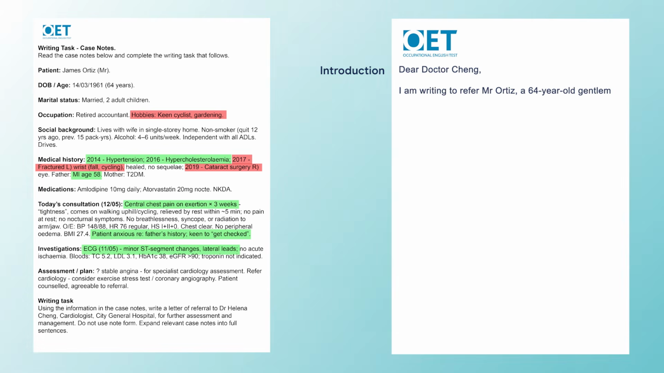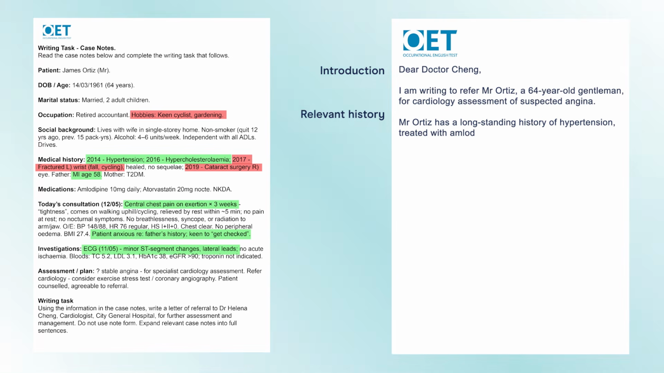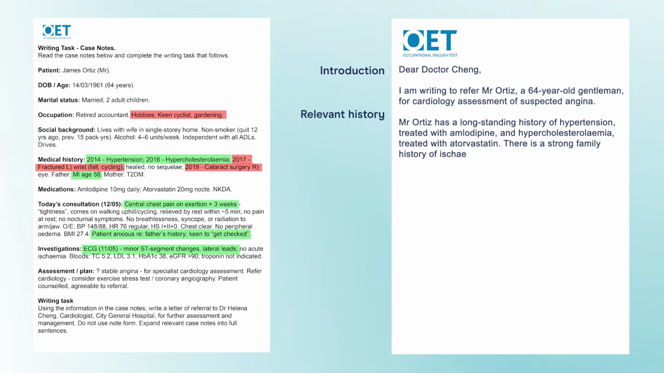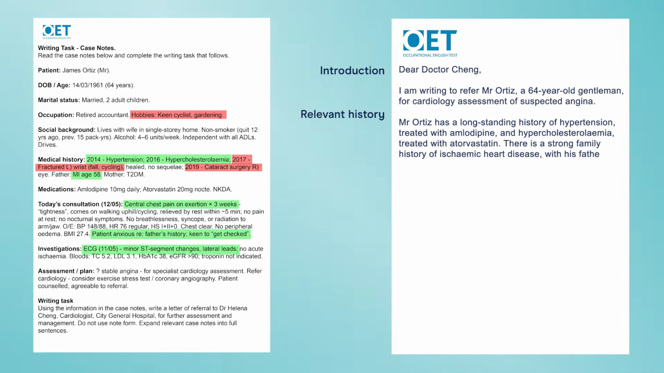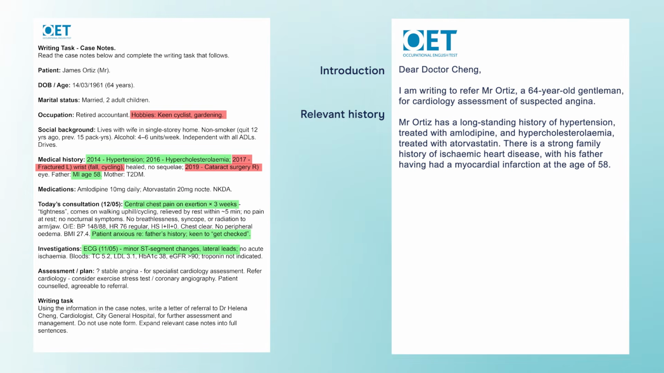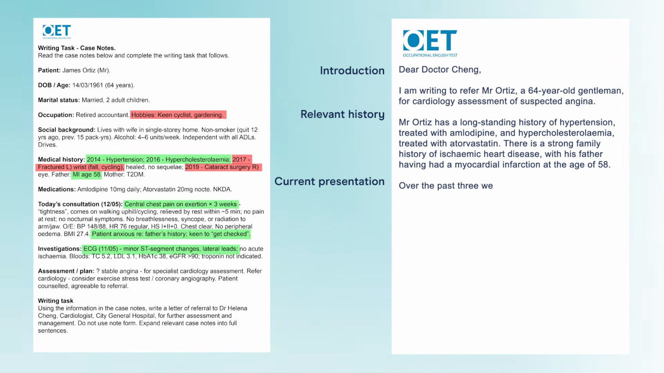Ortiz, a 64-year-old gentleman, for cardiology assessment of suspected angina. Relevant history. Mr. Ortiz has a long-standing history of hypertension, treated with amlodipine, and hypercholesterolemia, treated with atorvastatin. There's a strong family history of ischemic heart disease, with his father having a myocardial infarction at the age of 58. Current presentation. Over the past 3 weeks, Mr.